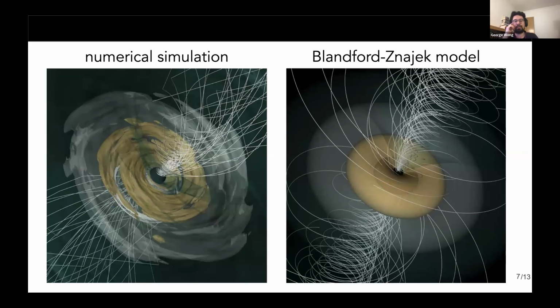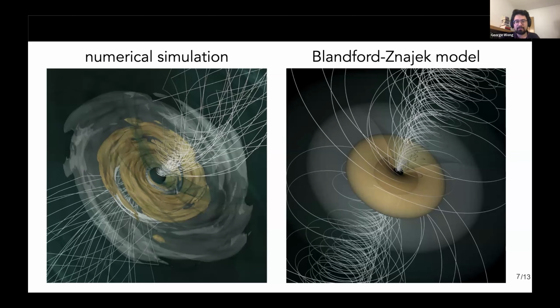Well, part of our intuition comes from comparing, as close as you can get, analytic models of the magnetosphere. In other words, analytic models of how the magnetic field is wound up around the black hole, comparing those analytic predictions to numerical simulations. And so we'll make this more precise on the next slide.